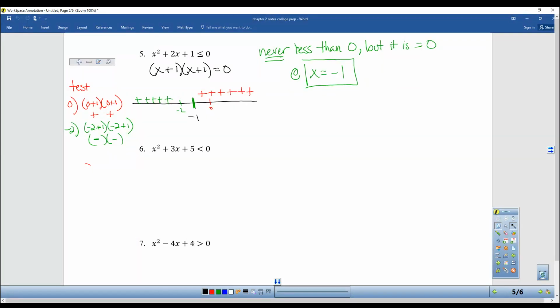How could you have done this faster graphically, my graphing people? So this is a parabola that goes up, crosses at 1, and bounces at -1. It looks like this. So where is this parabola less than 0? Again, it's not underneath the axis, but it is equal to 0 right at that spot. So the answer is -1.